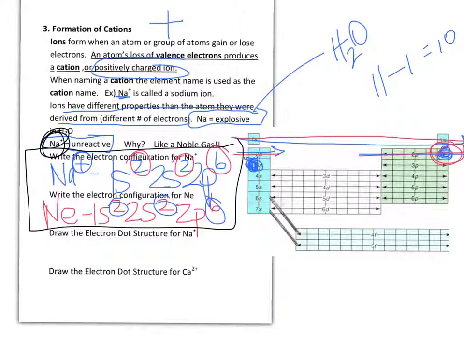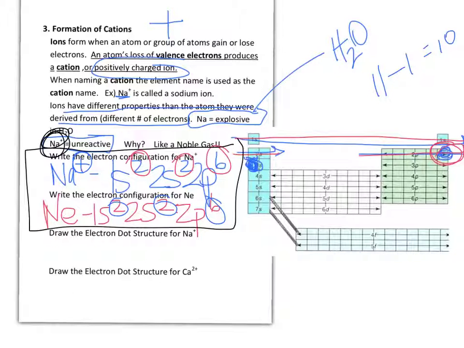unreactive. Now, let's talk about something different. We did not talk about this before, but I know that you did think of it when you were in middle school. I want to draw electron dot structures with you, and I know that you have done this previously because some of you actually talked about it.